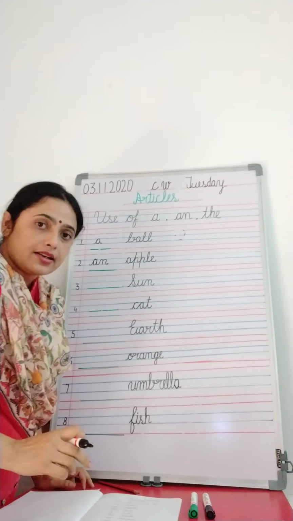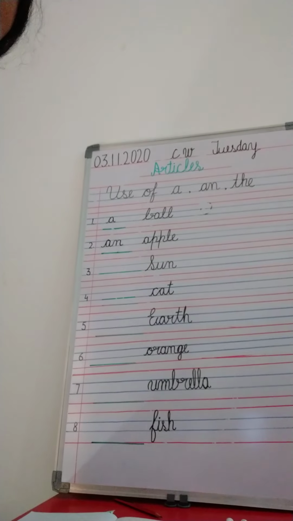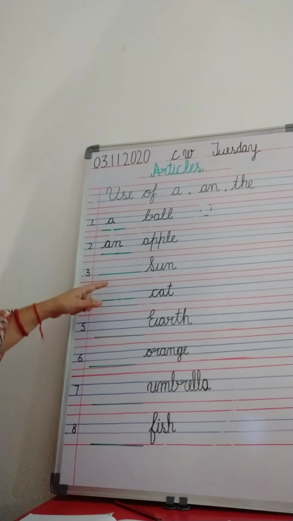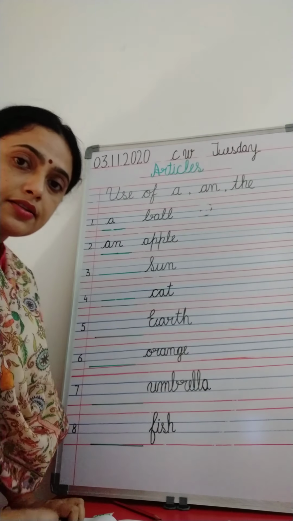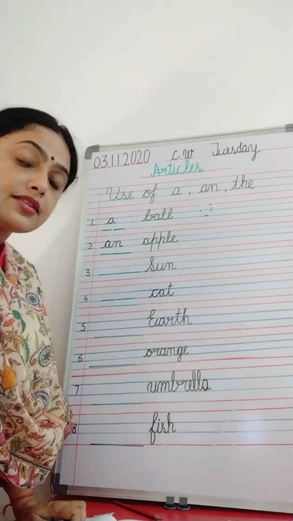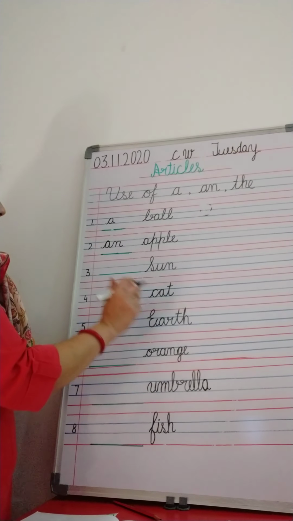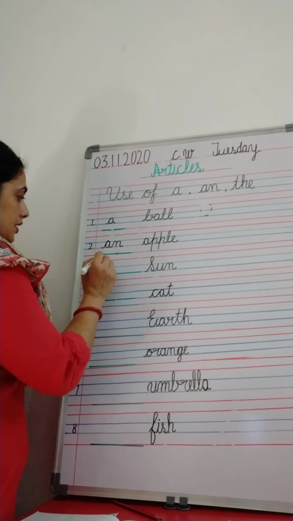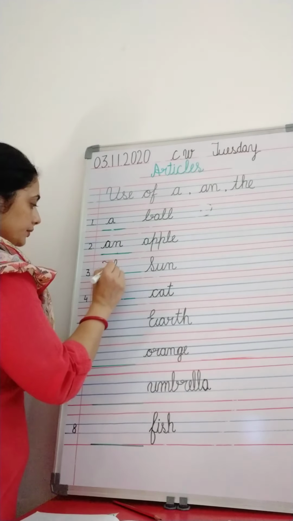Now tell me, what is this? Sun. Yes? Now what are we going to use? A sun, an sun, or the sun? We'll say the sun. It's a universal truth. And we are talking about some particular thing. So this is the sun.